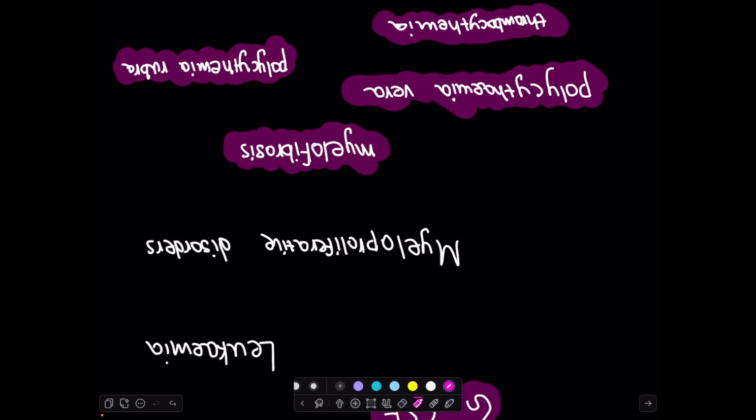Wait, tell me one more for myelofibrosis and thrombocythemia. So thrombocythemia is too many platelets. What are platelets? Where do they come from? And also, how does myelofibrosis cause splenomegaly?